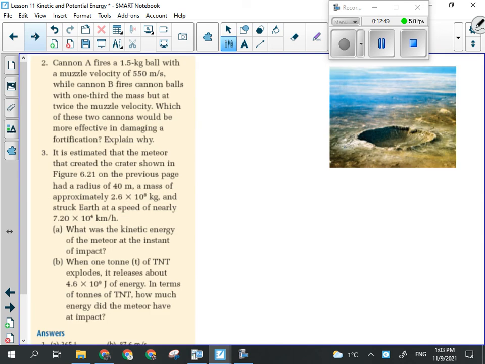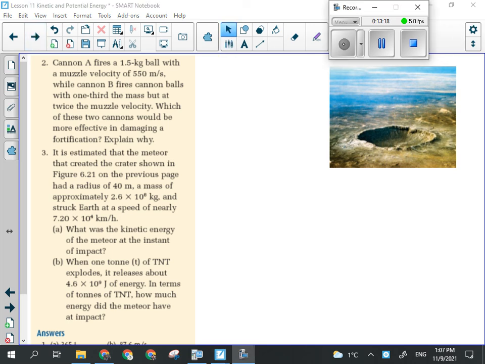All right, I would like you guys to try both of these. They both have to do with kinetic energy. The second one has to do with making a big crater. The energy of meteors. Almost like a nuclear reactor. Yeah, almost, except without the radioactive side effects. All right, give those ones a try.